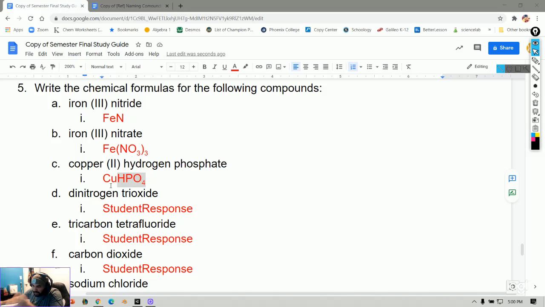This one, I can tell is covalent. You can tell just by the name real quick because I see prefixes. Remember, prefixes have to do with covalent bonds.